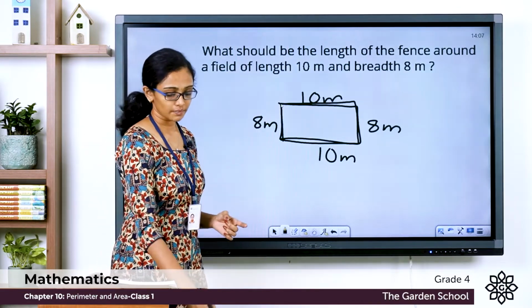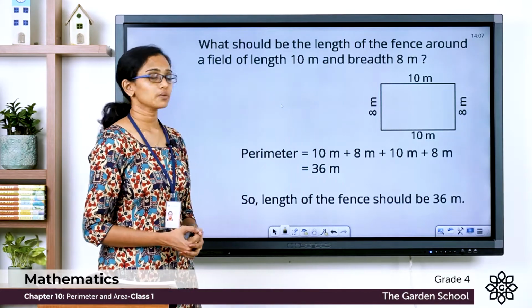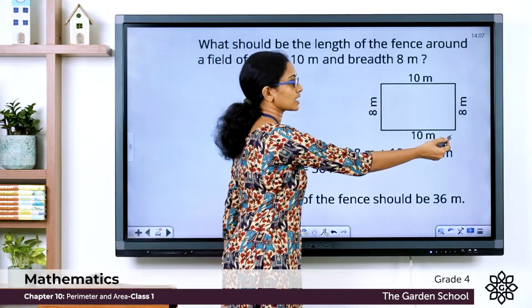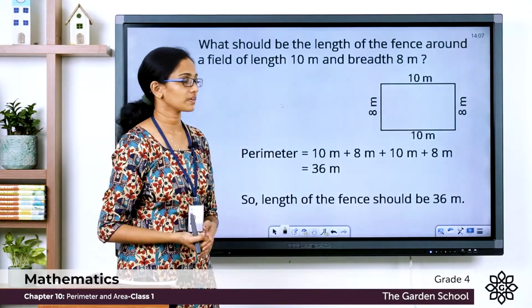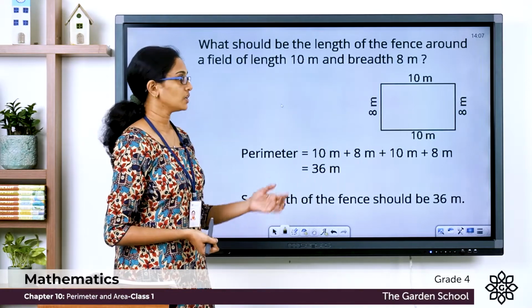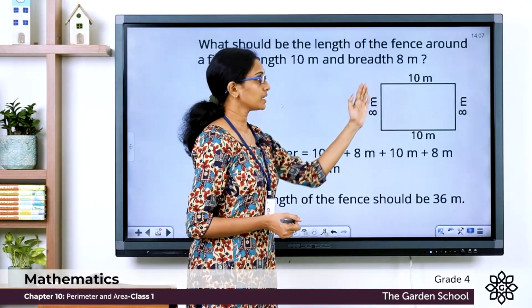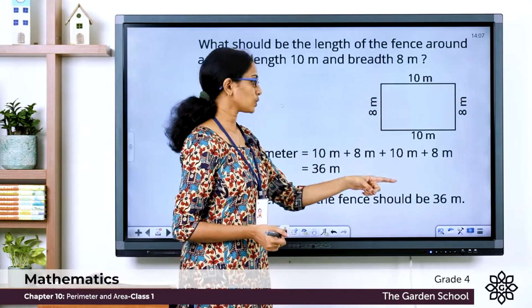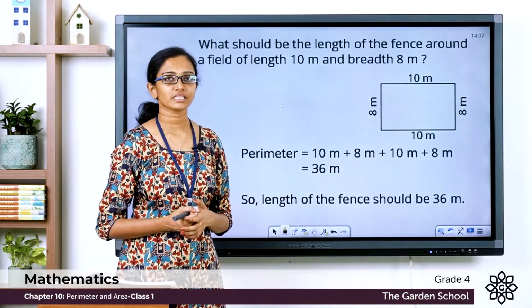So let's find the perimeter with proper steps. The perimeter will be equal to 10 plus 8 plus 10 plus 8, the sum of the lengths of its sides. So what is it? It is equal to 36 meter. So, the length of the fence, or the perimeter of this field, is equal to 36 meter. I hope this question is clear to you.